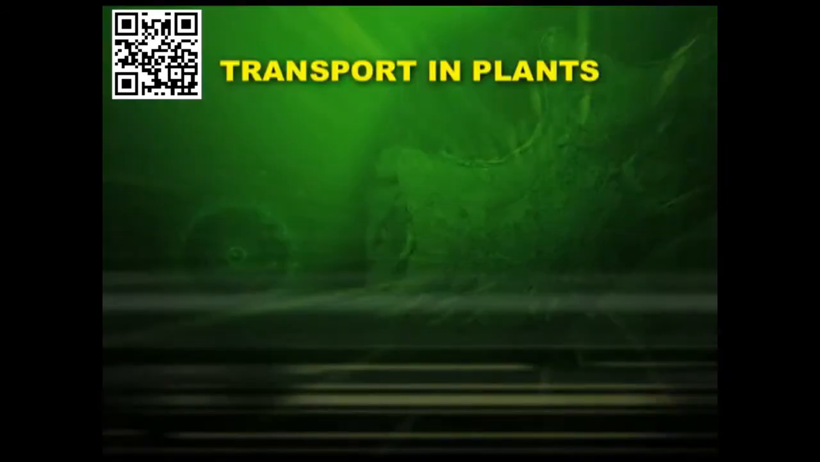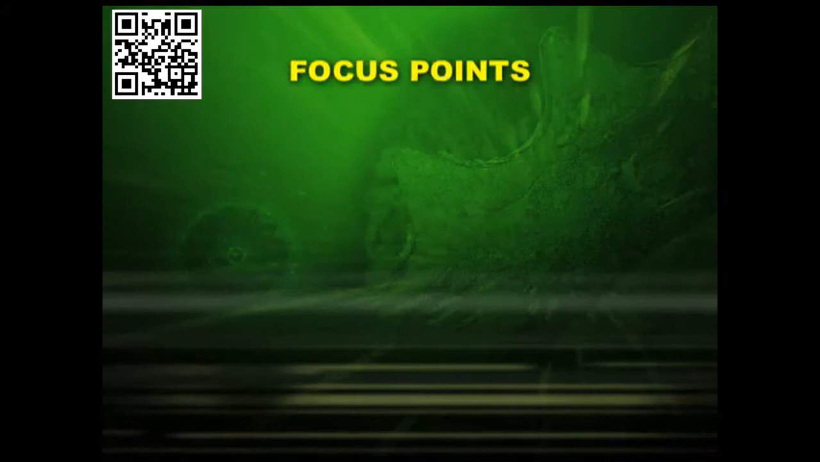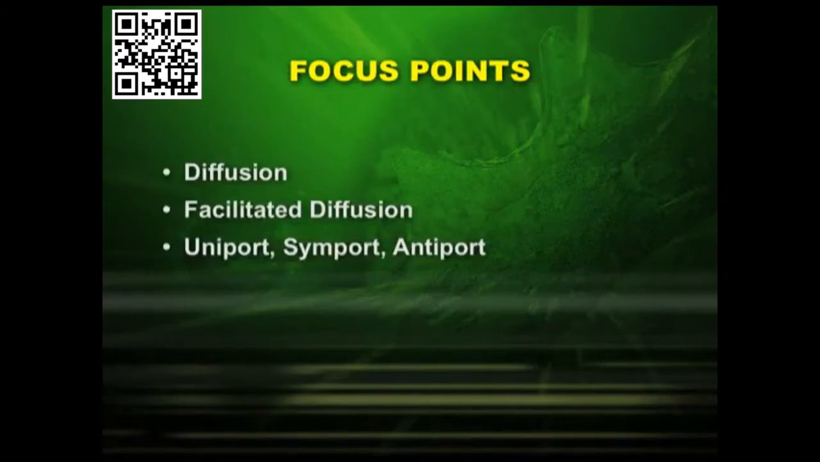So, today we are going to discuss the chapter Transport of Water and Minerals in Plants. So, let us understand some of the transport processes that take place in plants. The chapter Transport in Plants, the topic that we will be discussing is the means of transport. The focus points would be diffusion, facilitated diffusion, uniport, symport and antiport, and active transport.